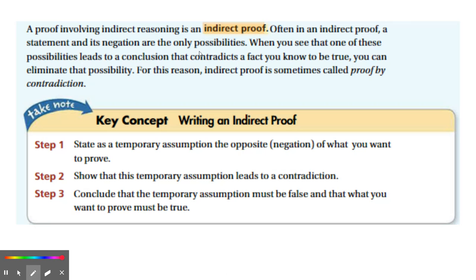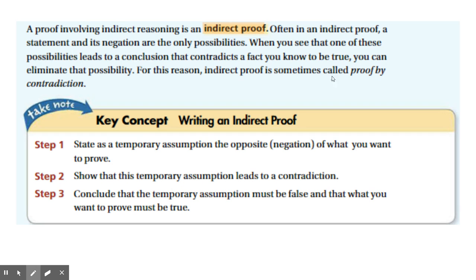So when you do an indirect proof, it usually involves a statement and its negation, right? So it takes an assumption. And what you're doing is you're trying to create a contradiction. You're trying to assume something is true, but then have it lead to a contradiction. When it leads to this contradiction, your beginning assumption then is nullified. It's ruled false. So what you want to prove is going to be true. And again, that's a lot of words to talk about, but we'll do an example together.